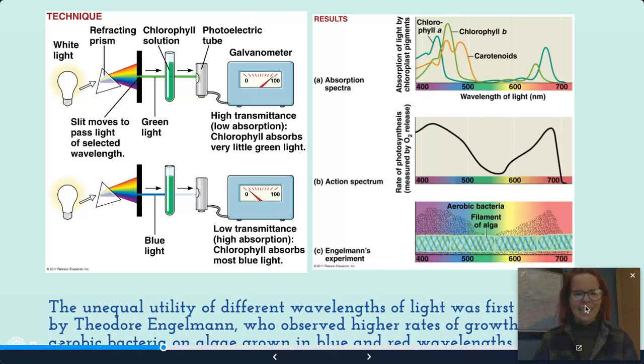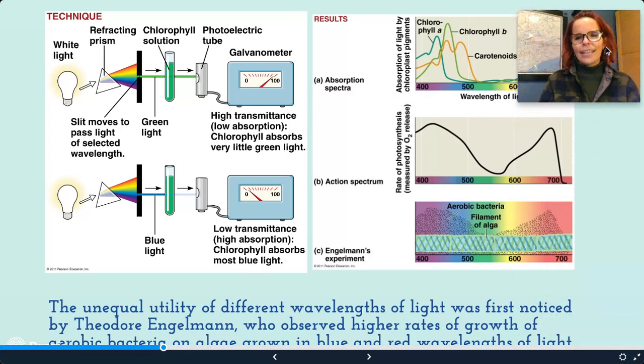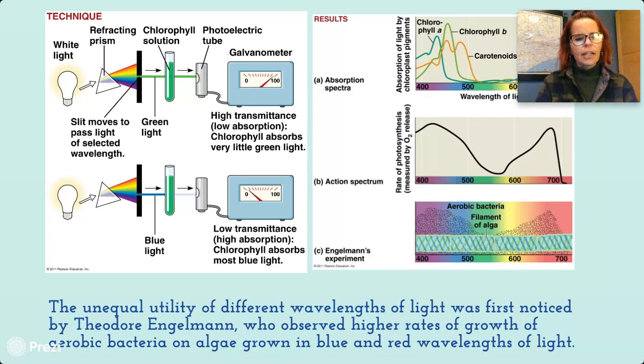Now, the last part I think is the cool part and definitely is an AP type of question. I'm going to read the paragraph that's at the bottom and then help you understand it. The unequal utility of different wavelengths of light was first noticed by Theodor Engelmann. So what he's saying is that not all wavelengths of light are equally as good. He's the first person to notice that.